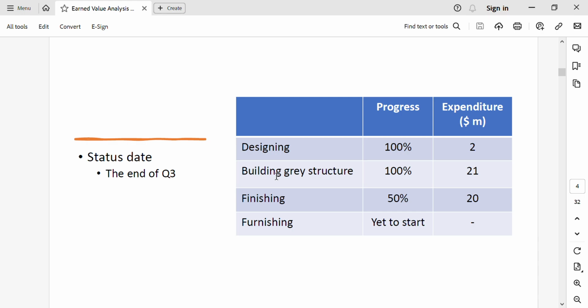Now here the status date means we are recording progress by the end of Q3, and we find that designing has been completed by 100% with a spending of $2 million. Gray structure has been completed by 100% with a spending of $21 million. Finishing has been completed by just 50%, and total spending incurred so far on this work package is $20 million. And the last work package is yet to start, as it is scheduled to be accomplished in Q4.